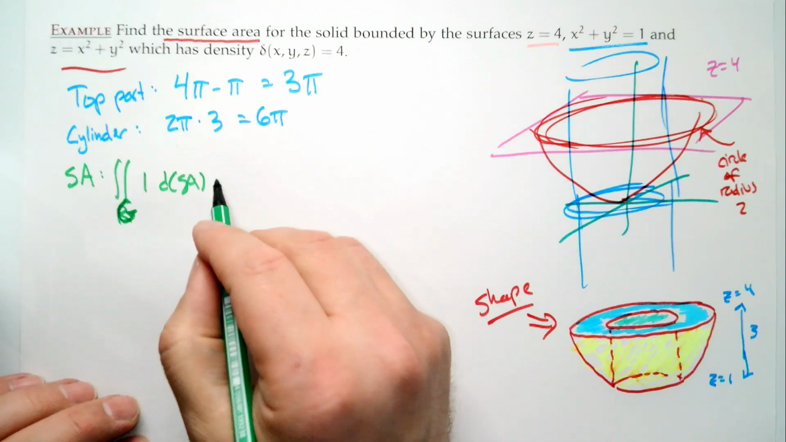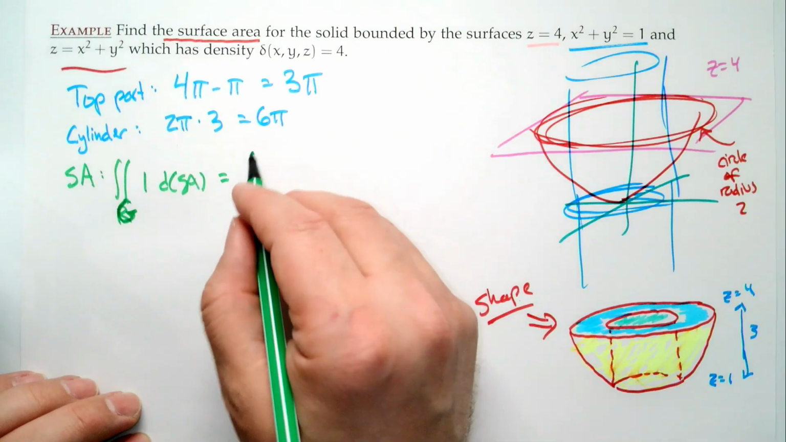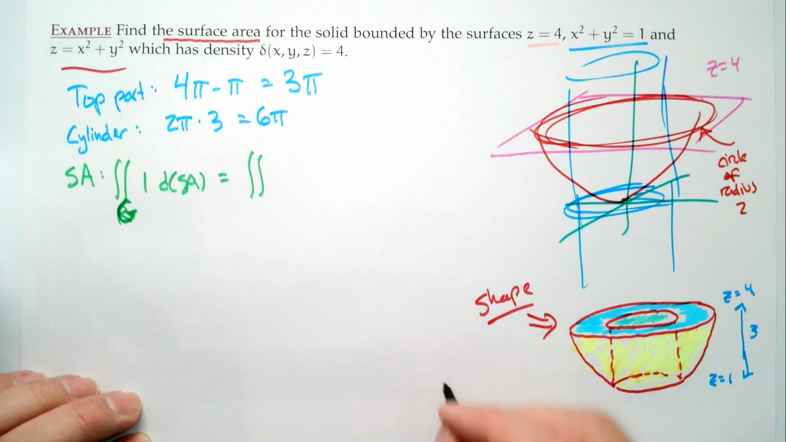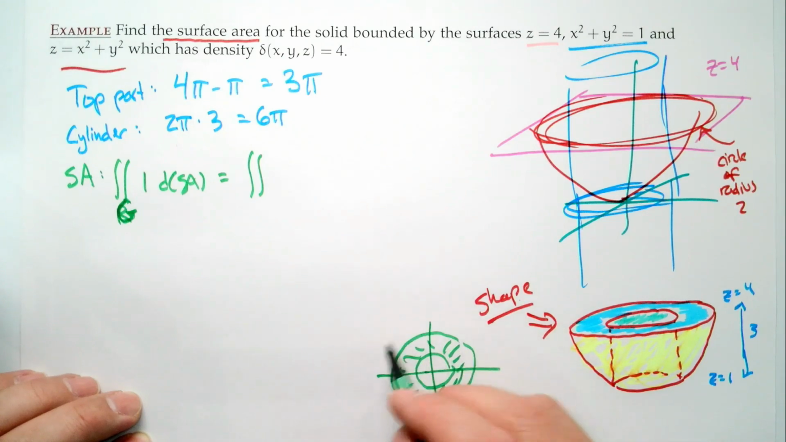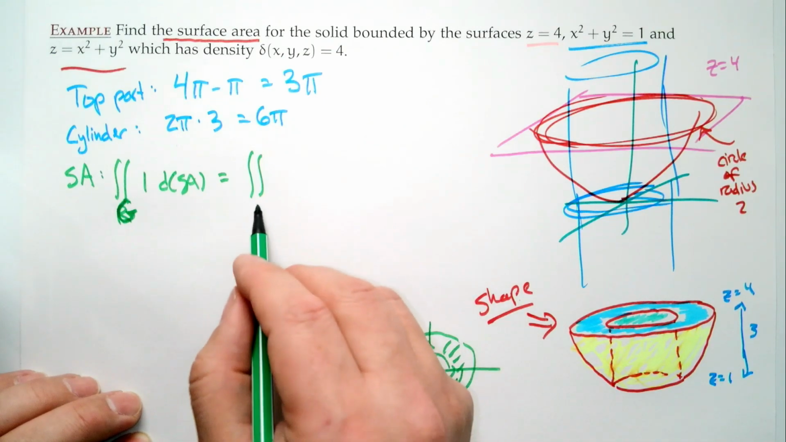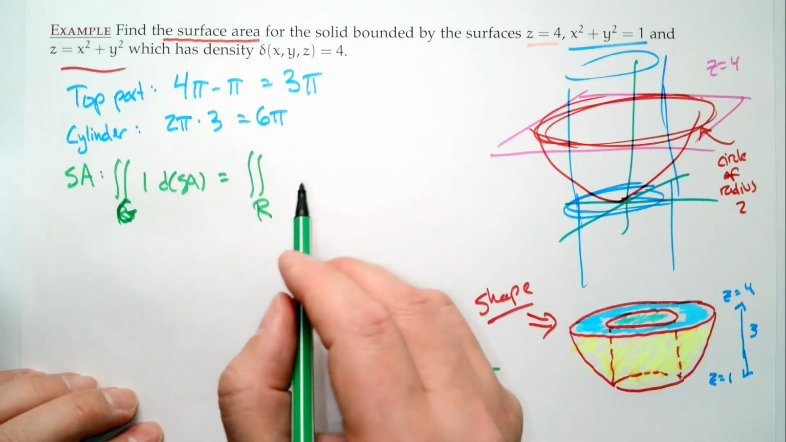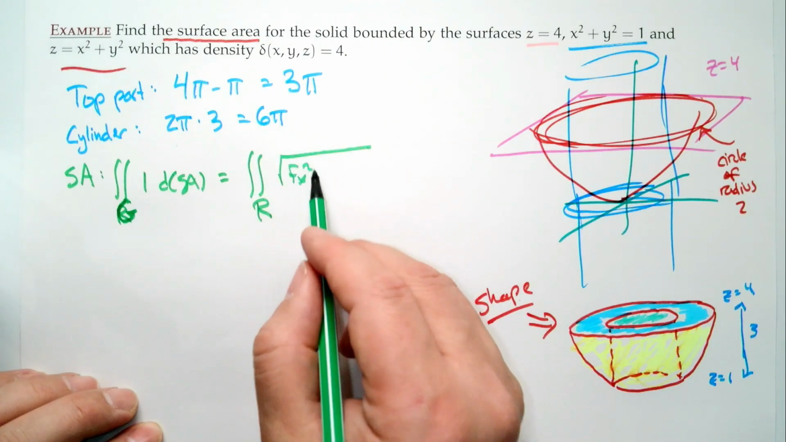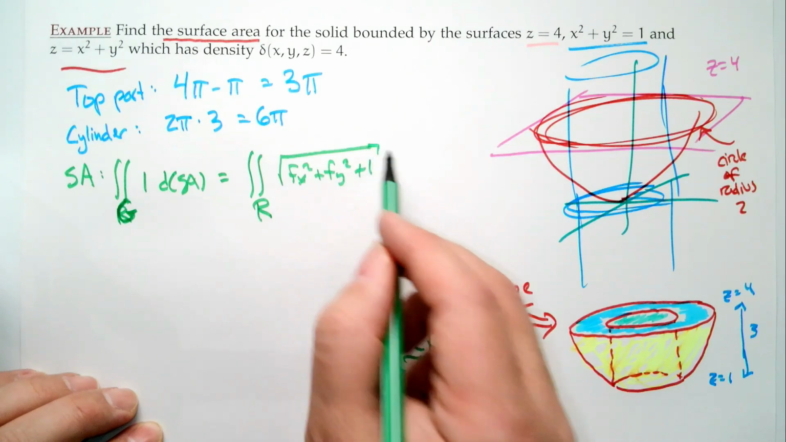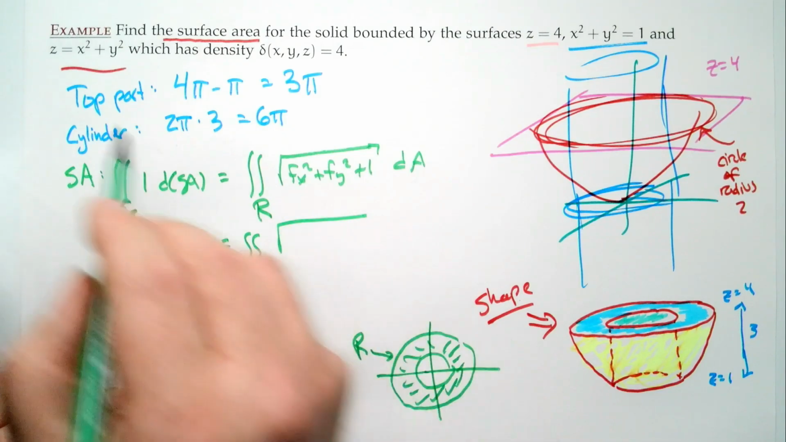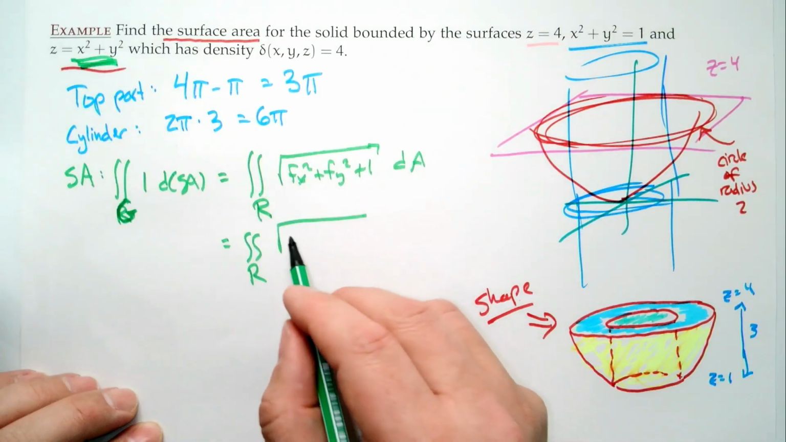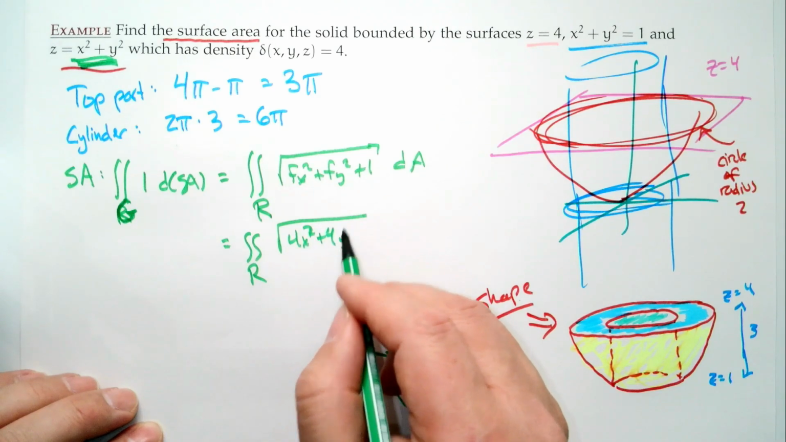But what does this really become? Well, suppose you were looking straight down. If you look down the z-axis, you would see 2 circles, one inside the other. This is the shape that you would see if you were looking straight down the axis. If you call this region R, then it becomes the integral over R of 1, and dSA is the square root of f sub x squared plus f sub y squared plus 1 dA, which becomes the integral over your region of the square root of 4x squared plus 4y squared plus 1.